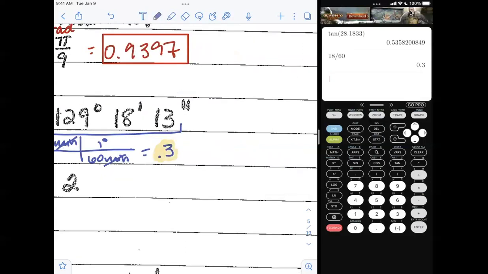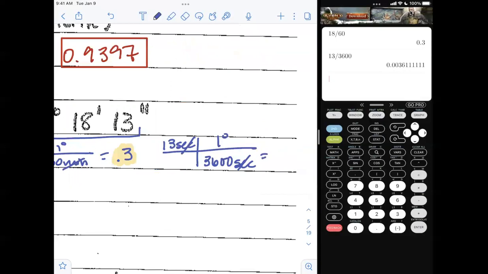And then we're going to make our 13 seconds into a degree as well. So 13 seconds, remember that that conversion is 3,600 seconds in 1 degree. So we're going to divide 13 by 3,600. And we're going to get 0.0036. And that's probably good. That's 4 places. Okay.